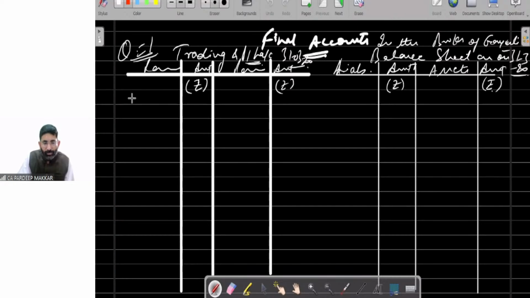So as we know, while preparing the trading account, we need the opening stock. In exam, we can't use short form, but to save time, I am just using it for my benefit only. In exam, you can't do it. To opening stock, then purchases. How much are the purchases? 12,15,500.